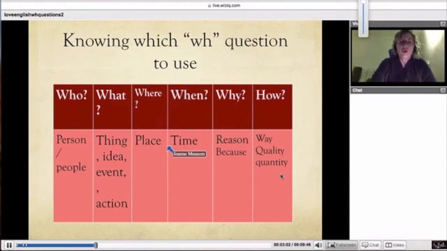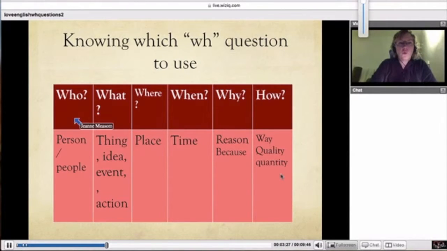Use a where question when you want to know about a place. Use a when question when you want to know a time. Use a why question when you want to know the reason or because. And you use a how question when you want to know way, quality of something, or quantity.